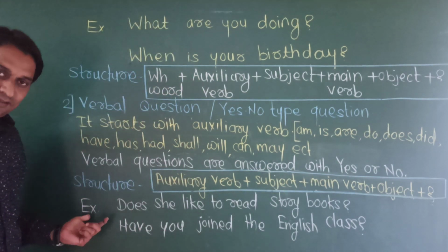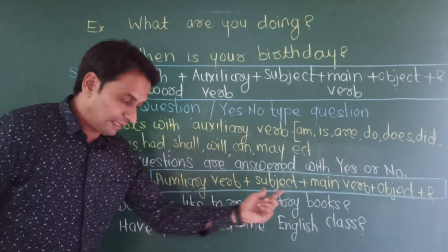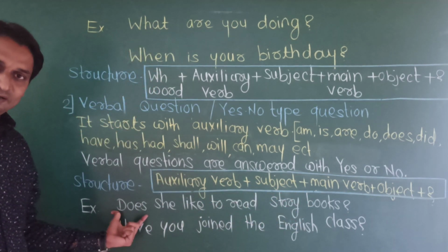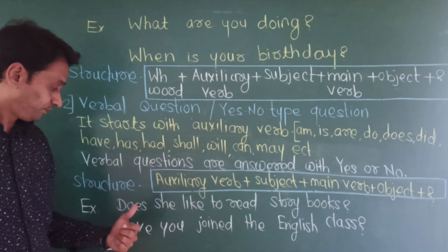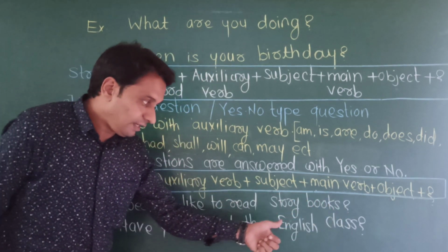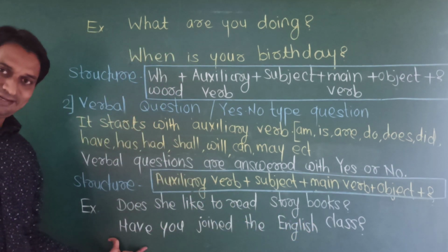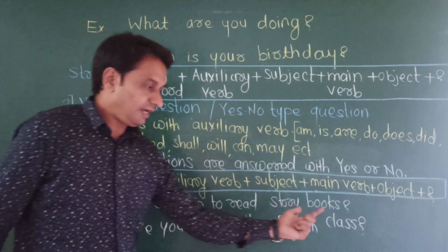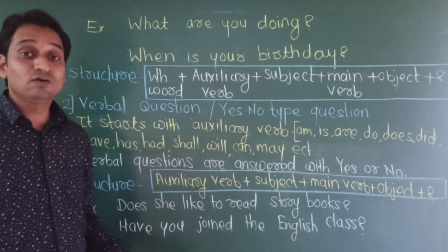For example, does she like to read storybooks? It starts with an auxiliary verb, ending with a question mark. So this is a verbal question. Have you joined the English class? It starts with have, an auxiliary verb, and ending with a question mark. And that is the reason why these are verbal questions.